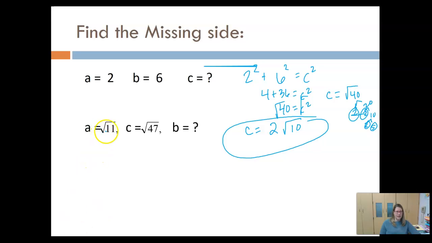Here we have a is equal to the square root of 11. So that's my first leg. I'm going to square that. I'm going to add b squared to it. Remember, the c always has to be the hypotenuse. It's always across the equal sign from a squared plus b squared.